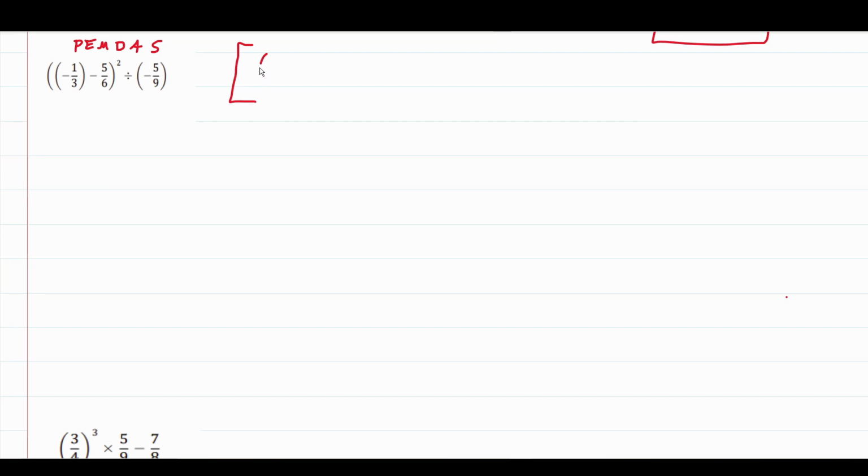So this is the same as negative 1/3 minus 5/6 squared divided by negative 5/9. So in case it's not obvious, we have parentheses. Notably, we have this big set of brackets, which are parentheses. So we're going to work out what's in parentheses first, notably negative 1/3 minus 5/6. After that, we're going to work on our exponent. Notably, we're going to square what's in parentheses. Then we're just going to perform the division. So the order of this one is parentheses first, exponent next, and then division after that.